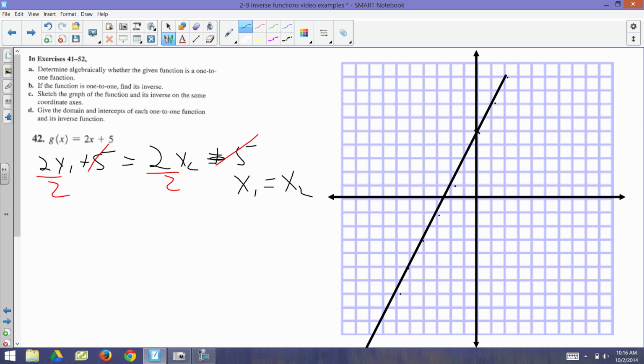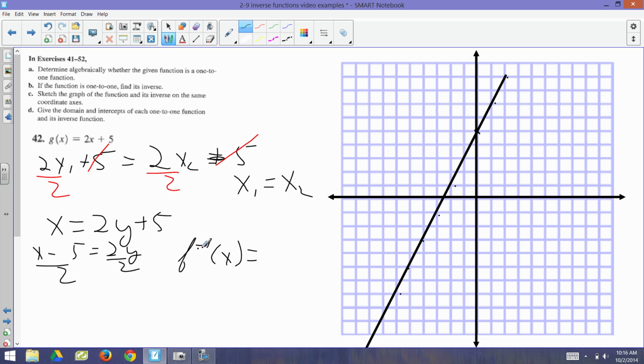To find the inverse, remember, instead of y is equal to, it would be x is equal to 2y plus 5. So solve this for y. So I have x minus 5 is equal to 2y, divide by 2. And so my f inverse function is equal to x minus 5 over 2. Okay? I personally think that the easiest way to graph the inverse is not to graph x minus 5 over 2. I would use the graph I have here.